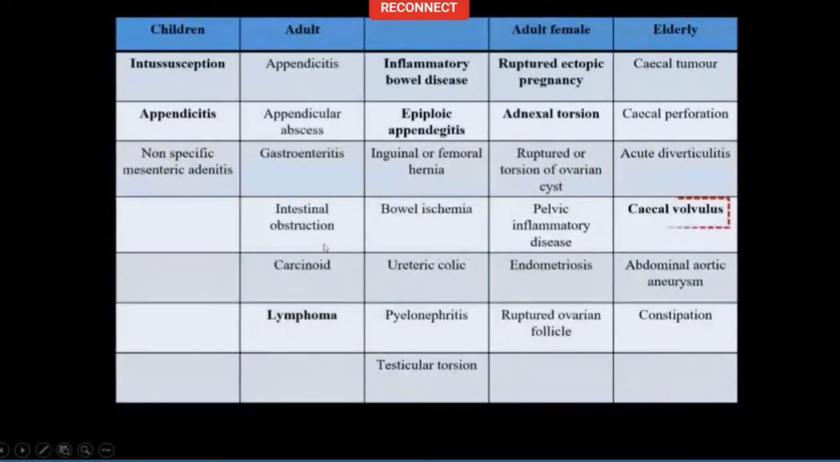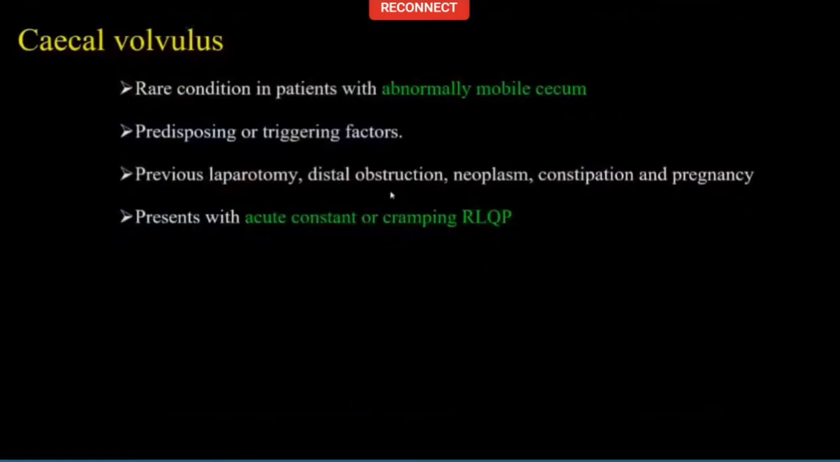Proceeding to the next, that is the cecal volvulus. This is usually seen in the elderly age group. Though it is a rare condition, in clinical practice it may not be that rare. It presents in the elderly age group with an abnormally mobile cecum. The predisposing factors may be laparotomy and distal obstruction, and the patient may present to you with an acute, constant cramping right lower quadrant pain.